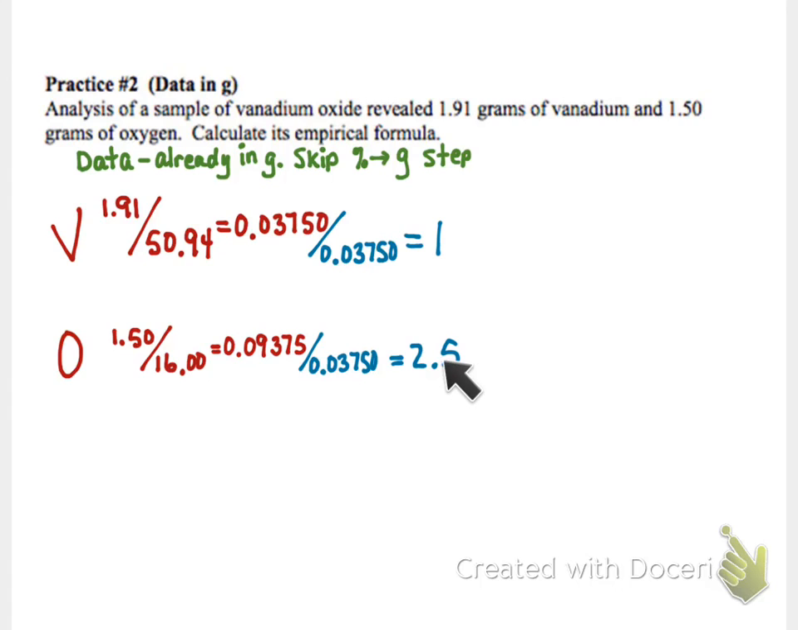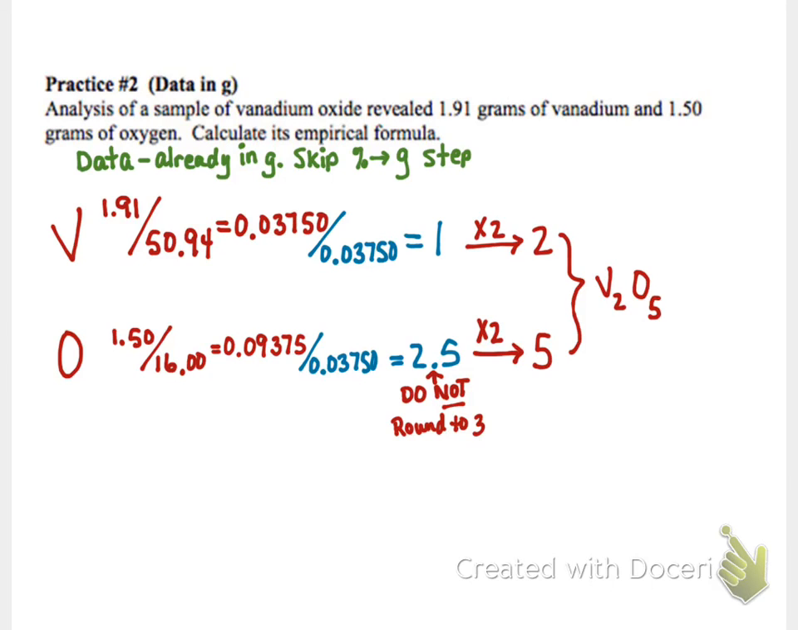However, what can we do to 2.5 to get it to the closest whole number? We can multiply it by 2. If we multiply 2.5 by 2, we have to multiply everything by 2 because we have to do the same thing always to both numbers. So we multiply it by 2: 2.5 times 2 equals 5, 1 times 2 equals 2. So our empirical formula is V2O5.